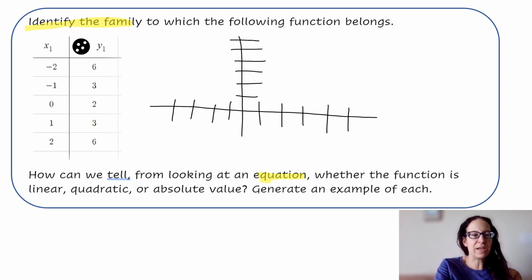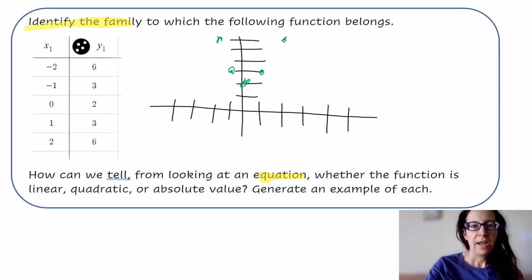So looking at this, I have the point -2, 6. So there's my first point. -1, 3, and put that there. 0, 2. And 1, 3. So what you're not going to pick is line, because that is not a line. And 2, 6. Again, this isn't a fancy graph. And I'm going to go ahead and connect those.